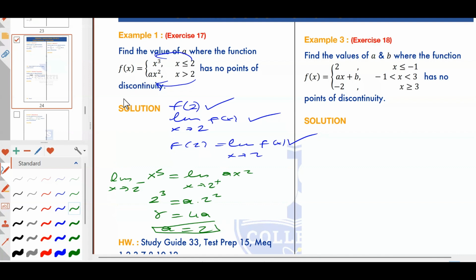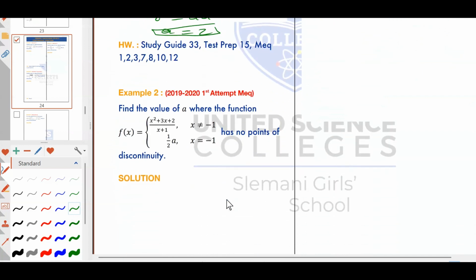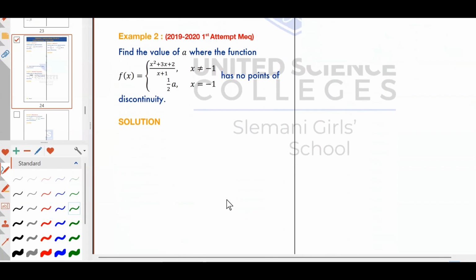This is an exercise question. There are many more questions about the same situation, you can check them out. Another question involving a piecewise function, but this time there is an equal to, not equal to condition.